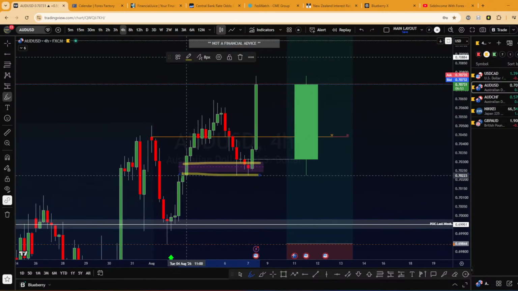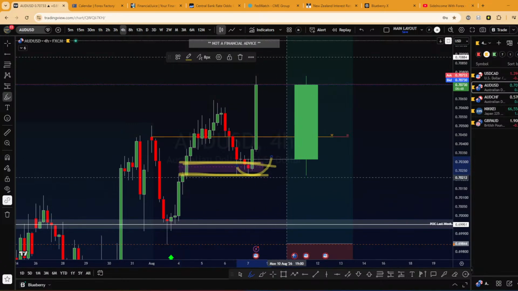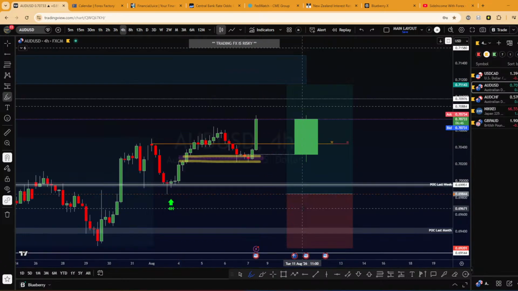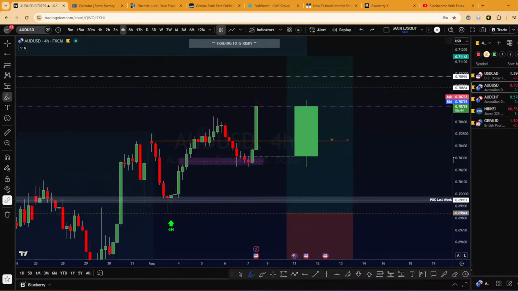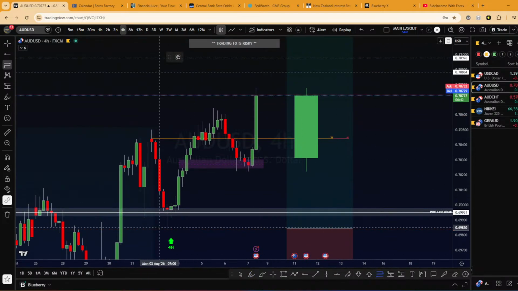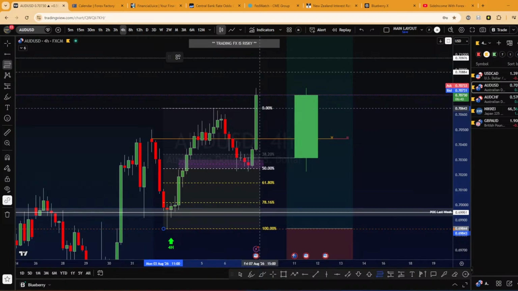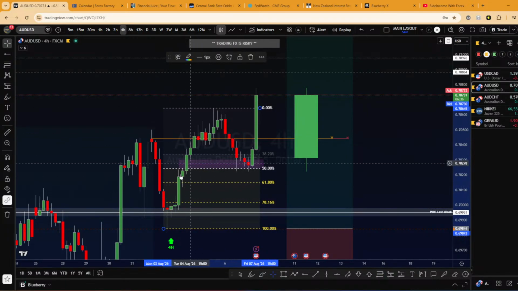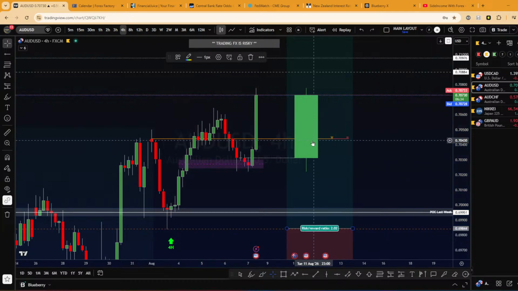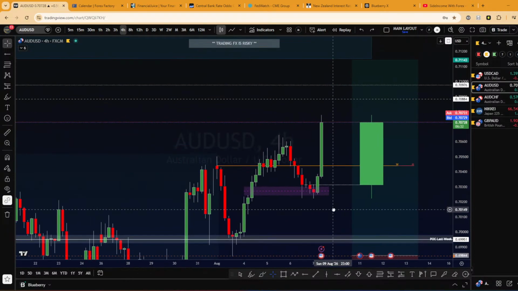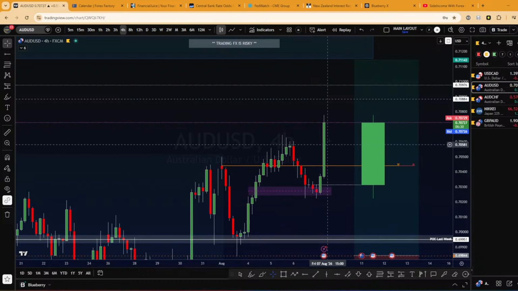rebounding off of this imbalance zone right there. You see how this imbalance held perfectly, which is also corresponding with pretty much the 50% of this 4 hour leg, this last leg. So very interesting. So let's see how we could enter here.